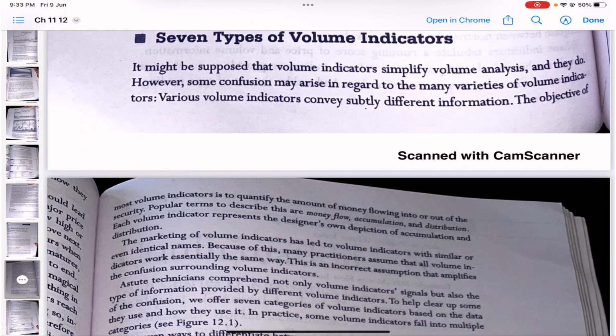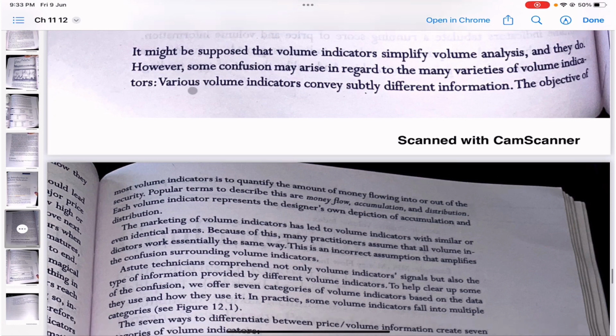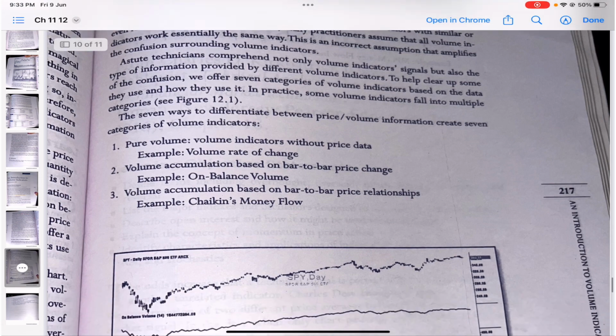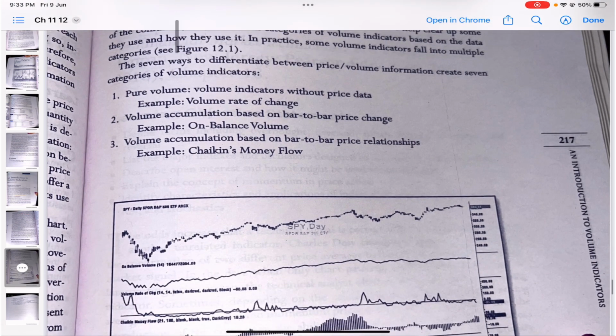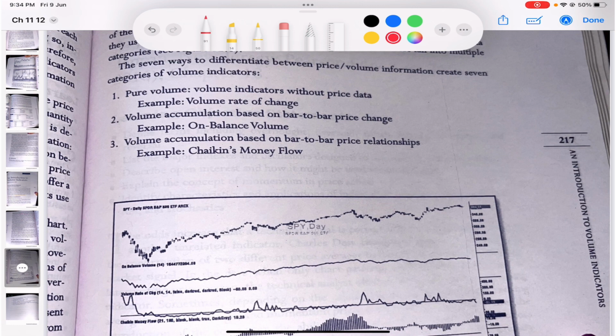Okay. Now let's come to the types of volume indicators. So we are going ahead with 7 types of volume indicators. So what are these 7 types? Let's see them. The seven ways to differentiate between price or volume information create 7 categories of volume indicators.